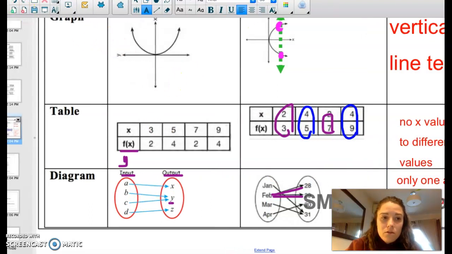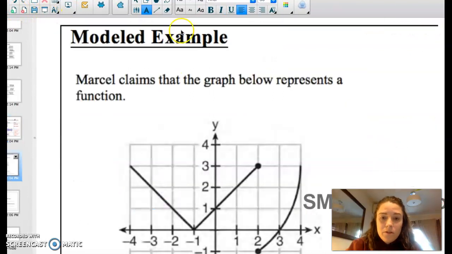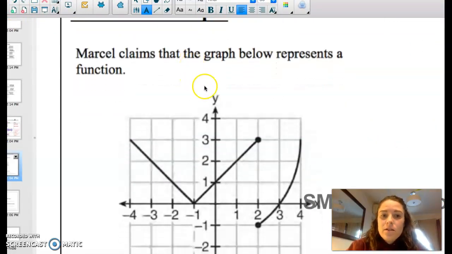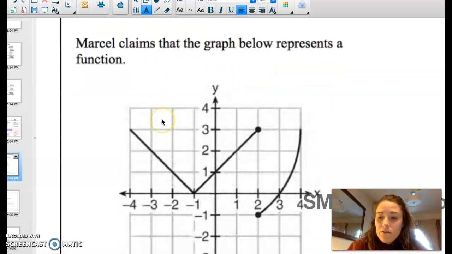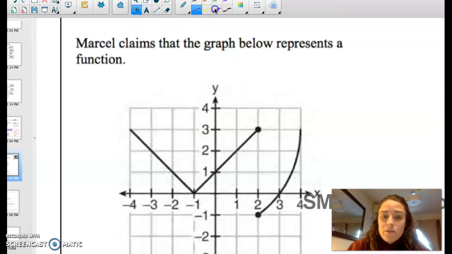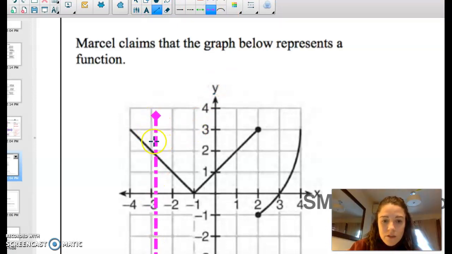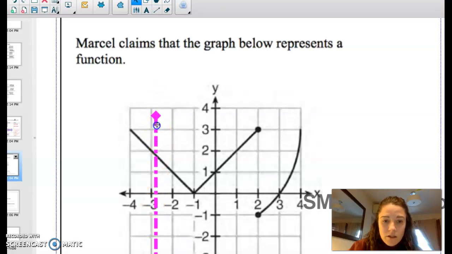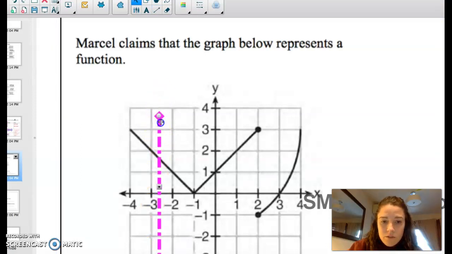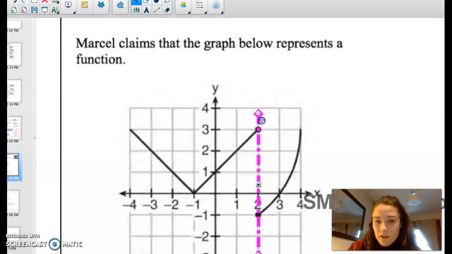Right, let's go to an example here. Marcel claims that the graph below represents a function. So now I see a graph, so I want to think about my vertical line test. I want to see if this passes my vertical line test. Let me get my arrow. If I make my vertical line, I don't see it hit here at all. I'm just going to drag it across. So far, so good.